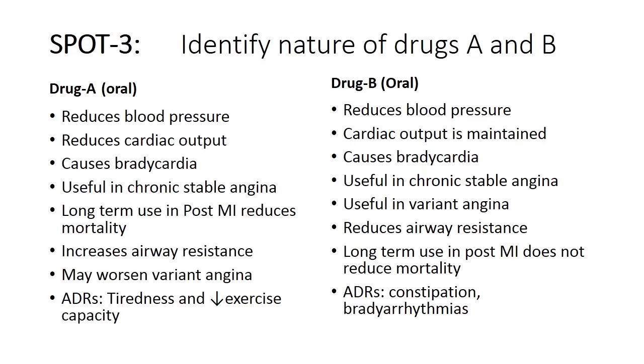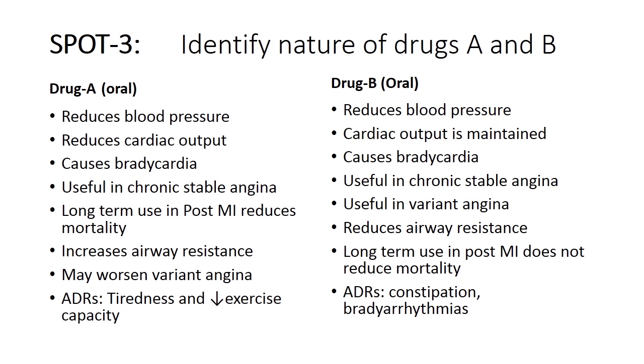Spot 3 is the identification of drugs A and B depending on their pharmacological profile. When given orally, drug A reduces blood pressure and cardiac output, causes bradycardia. It is useful in chronic stable angina pectoris, and long-term use after myocardial infarction reduces mortality. However, it may increase airway resistance and may not be very effective in variant angina, and usual adverse effects are tiredness and reduction in exercise capacity. Looking at this, it appears to be an anti-adrenergic drug or a beta blocker.